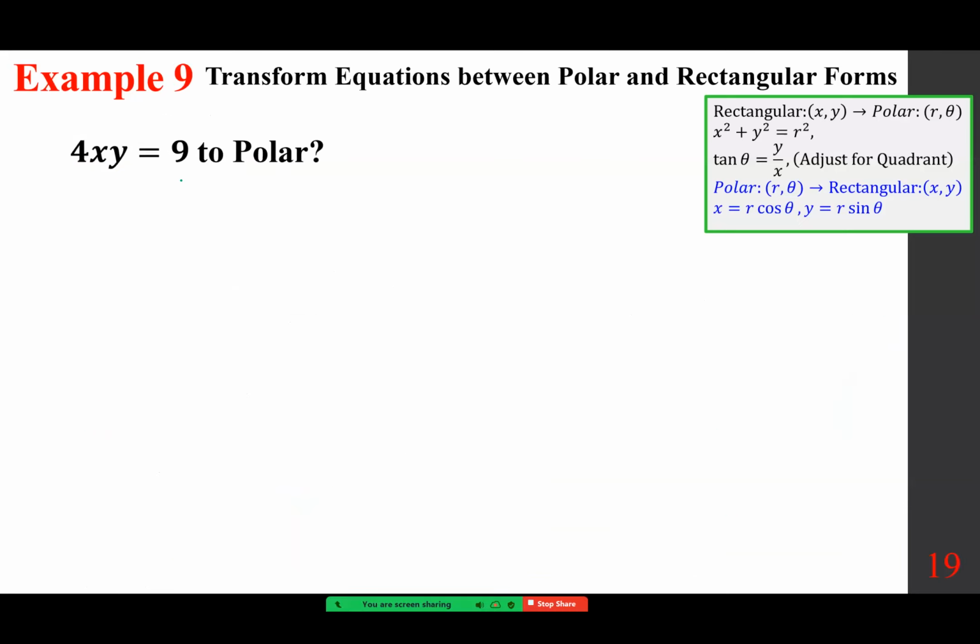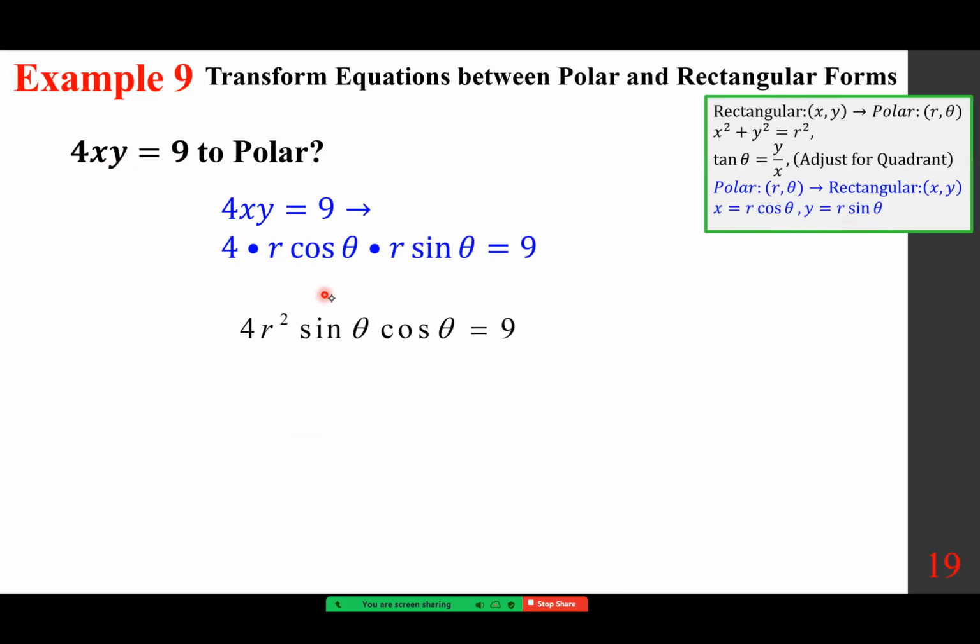For xy equals 9, we're going to take it to polar, which means 4 times x, or cosine theta, times y, or sine theta, equals 9. So replace the x with r cosine theta and y with r sine theta. So we have 4 r squared sine theta cosine theta.